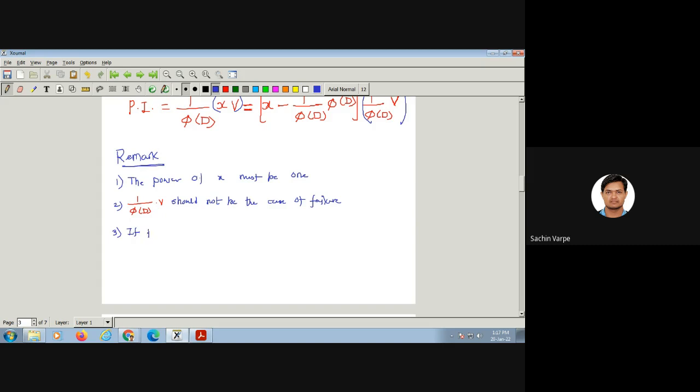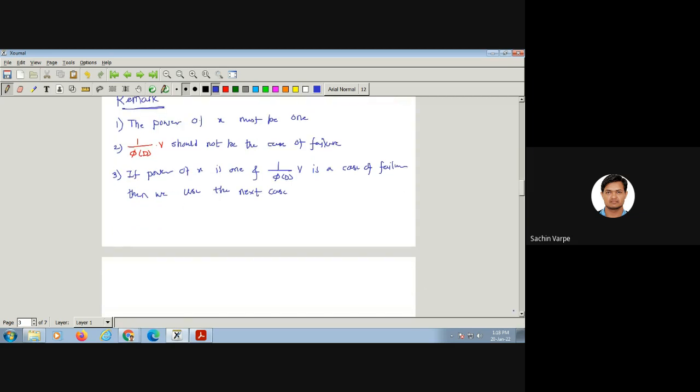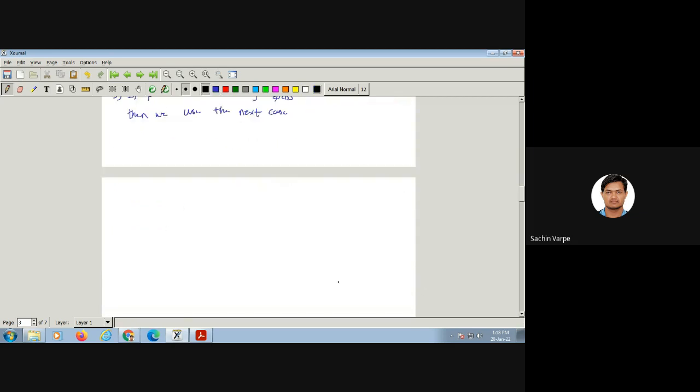So if x to the power of 1 and 1 upon phi of D v is a case of failure, अगर ये case of failure है, then we use the next case. That is case number 6. What it says, for example, as a function. For example, 1 upon D square plus 1 x sine ax.